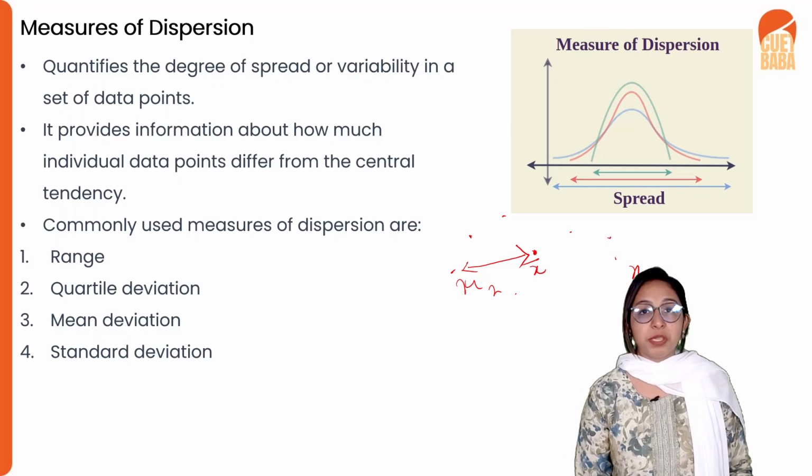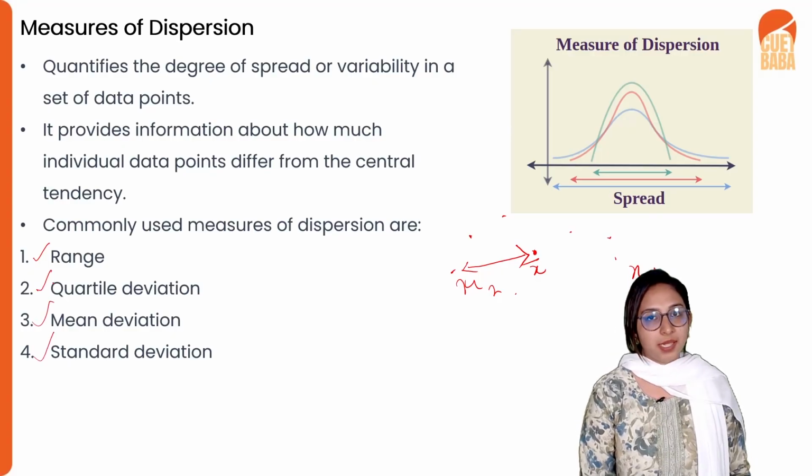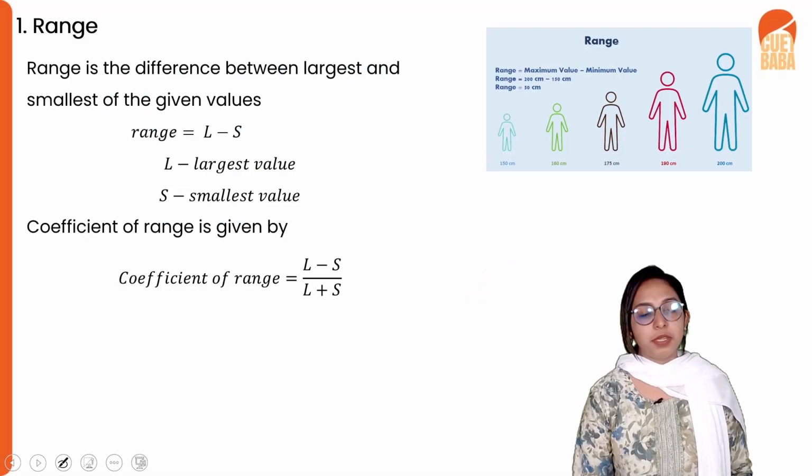So for measuring this, there are four methods we have found: range, quartile deviation, mean deviation, and standard deviation. Let us look into that. The first one is range.